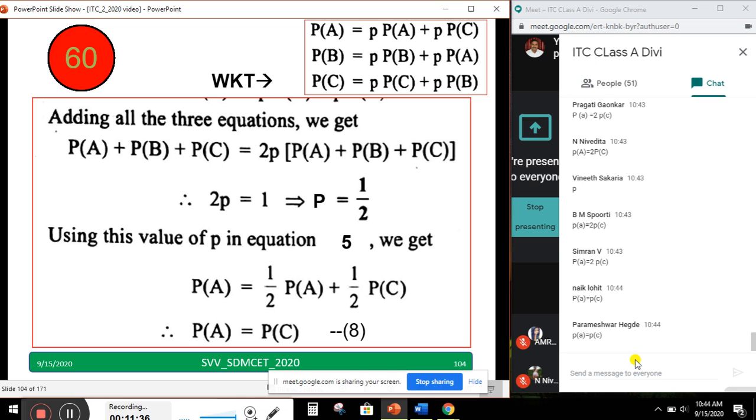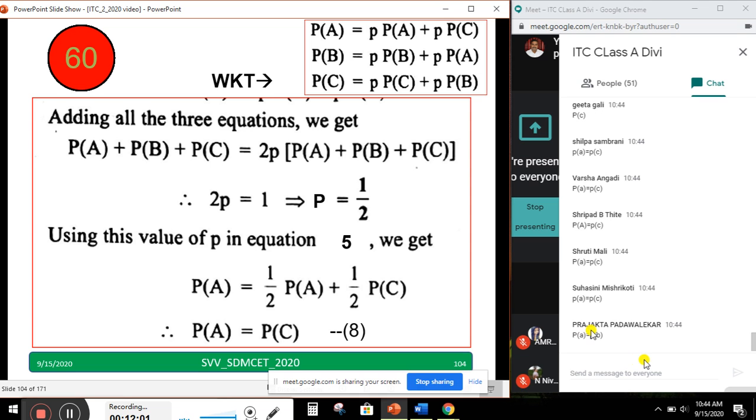Check your answers. Parmeshwar got P of A equal to P of C. Correct. Naik got P of A equal to P of C. Rohit got P of A equal to P of C. Vidya got P of A equal to P of C. Sumit also got P of A equal to P of C. Check your answers. Gaura, correct, P of A equal to P of C. Shilpa got P of A equal to P of C. P of A equal to P of C is the correct answer.